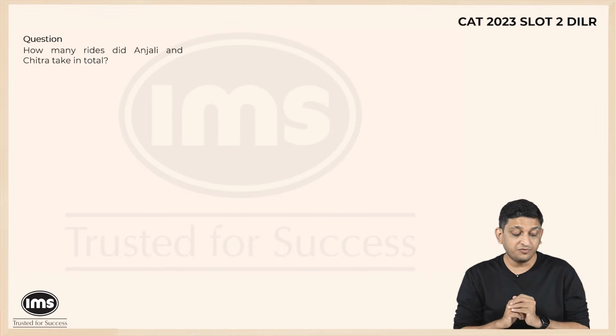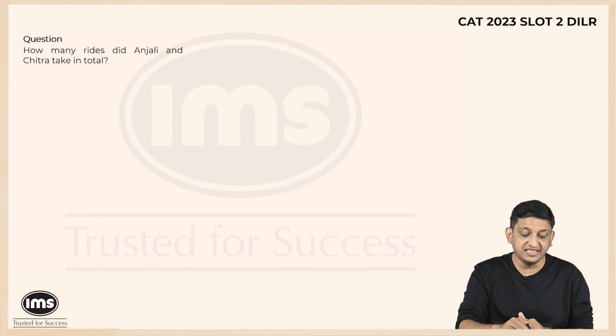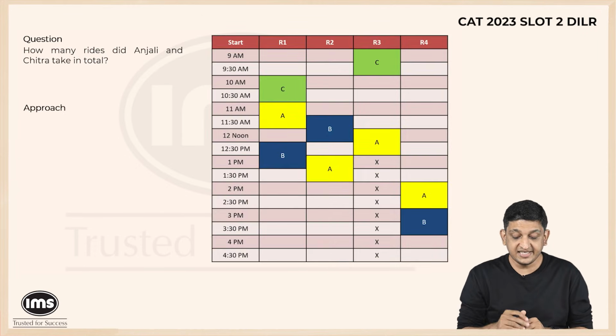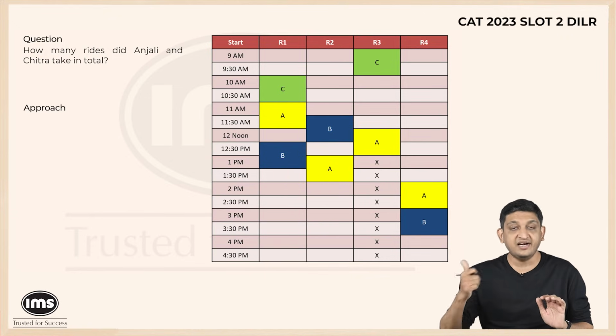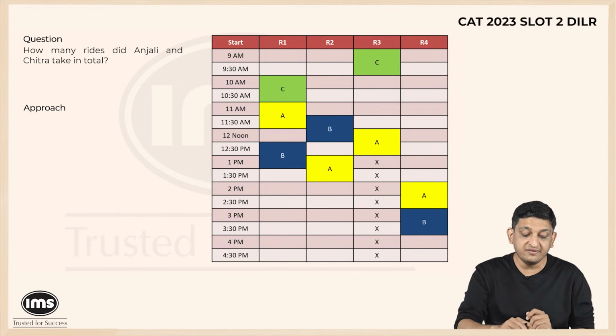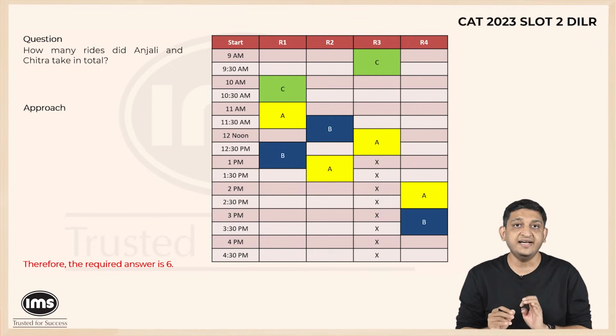In this question, we have to find out how many rides did Anjali and Chitra take in total. Now in this case, we know that Chitra has taken exactly 2 rides, ride 3 and ride 1. We also know that Anjali has taken ride 1, ride 3, ride 2 and ride 4. So in total, cumulatively, these people would have taken 6 rides. So the correct answer here is 6.